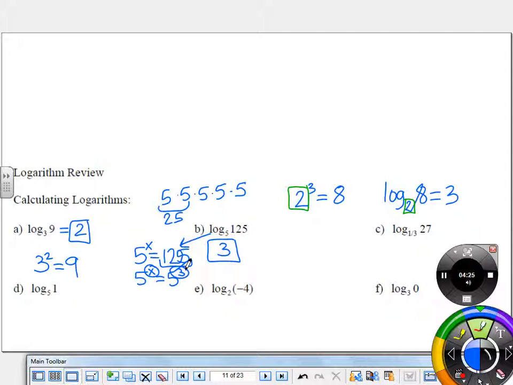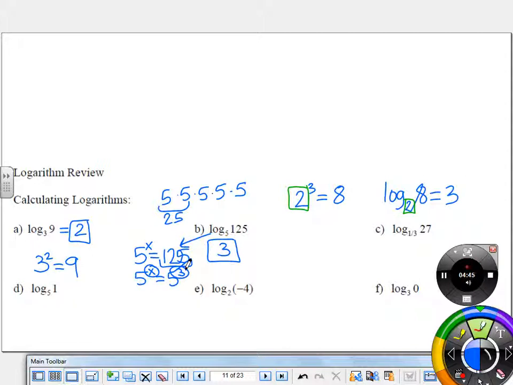Okay. All right, so log base 1/3 of 27. Any ideas? Ariana? It is -3. Very good.